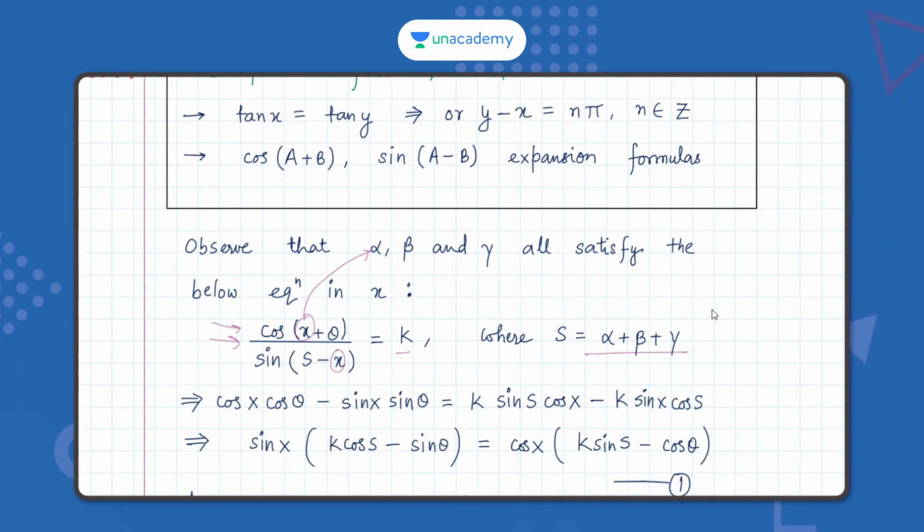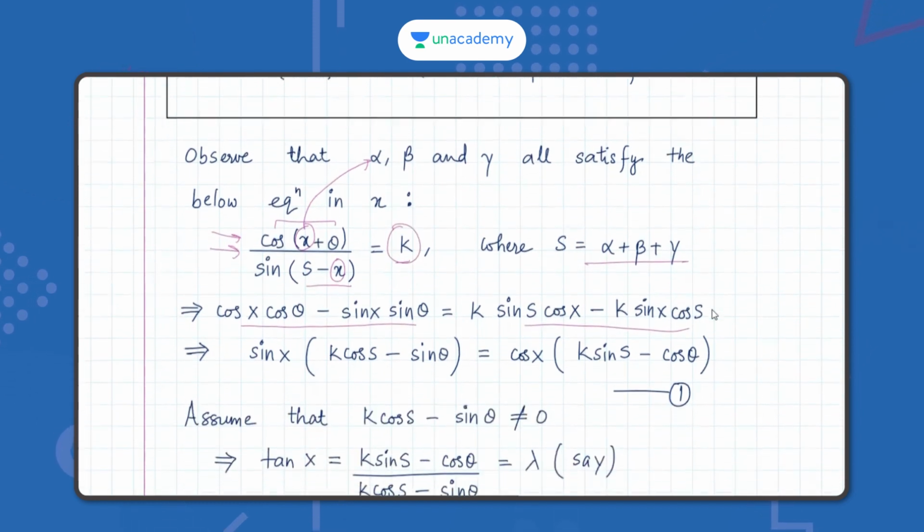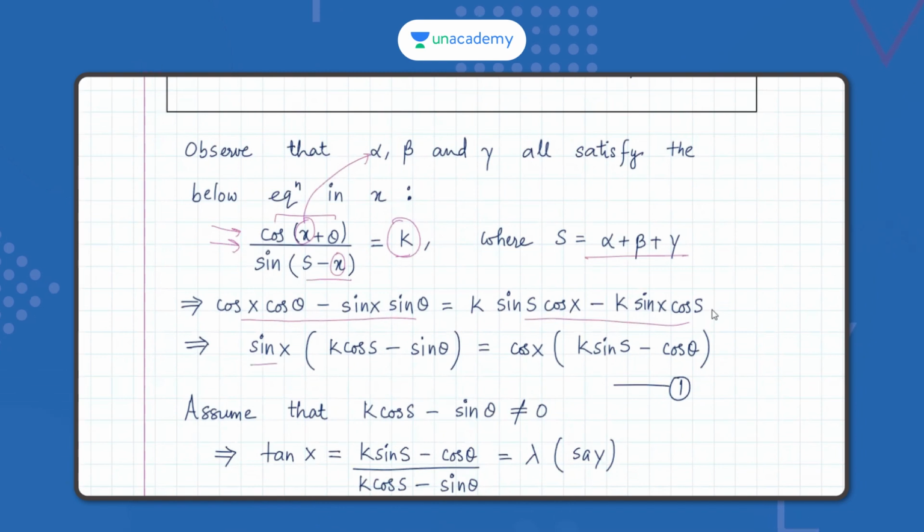We have simply cross multiplied and expanded cos of x plus theta as cos x cos theta minus sin x sin theta. And sine also, we have expanded sine of s minus x as sin s cos x minus sin x cos s, and we have multiplied by k. After that, what I've done is I have collected the terms, taking sin x common from this term and this term, and I have taken cos x common from this term and this term. So basically, we have rearranged in this manner, right?